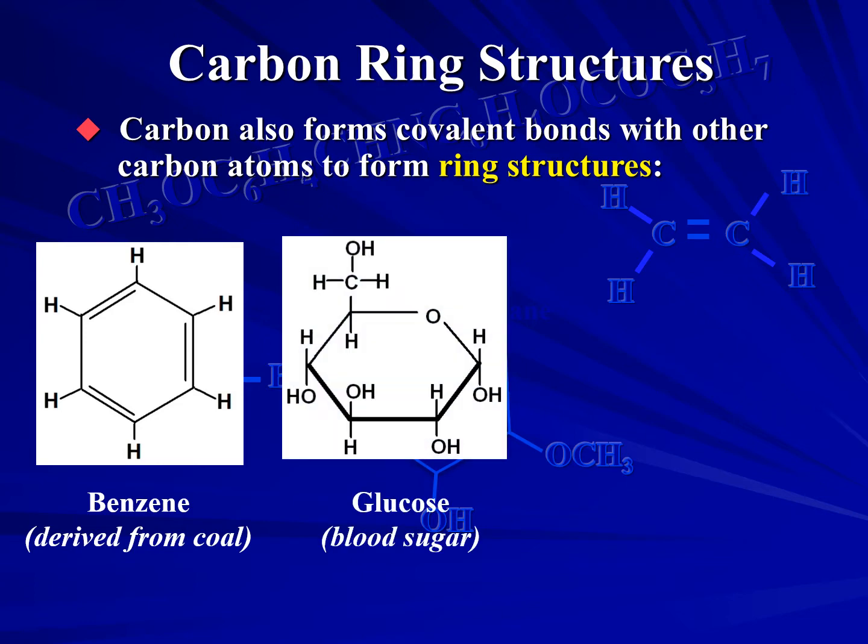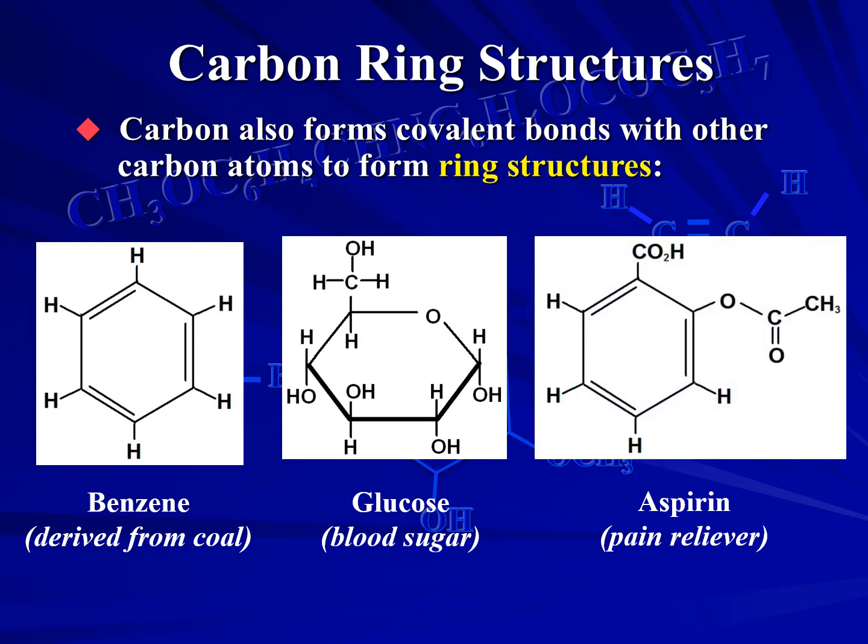Another compound with a ring structure is glucose, a sugar that is present in human blood. Many other types of sugars are based on the glucose ring structure. Aspirin, a common pain reliever, has the basic benzene ring structure, but with other groups attached to the ring.